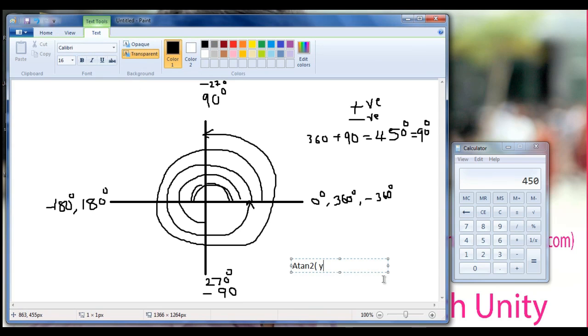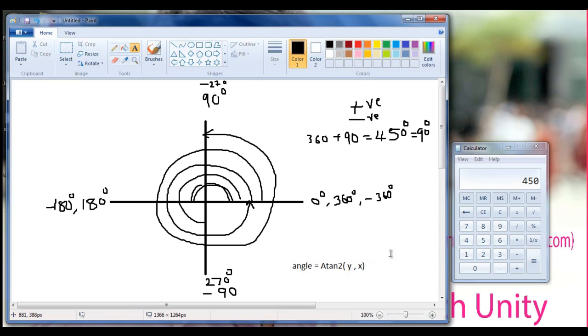The Atan2 function takes y and x and returns back to us an angle, right? It returns the angle in radians. And the Atan2 function will return the values in this way. Let us say your object is at 0 degree, it will return us 0. If it is over here, it will return 90 degree. If it is over here, it will return 180 degree.